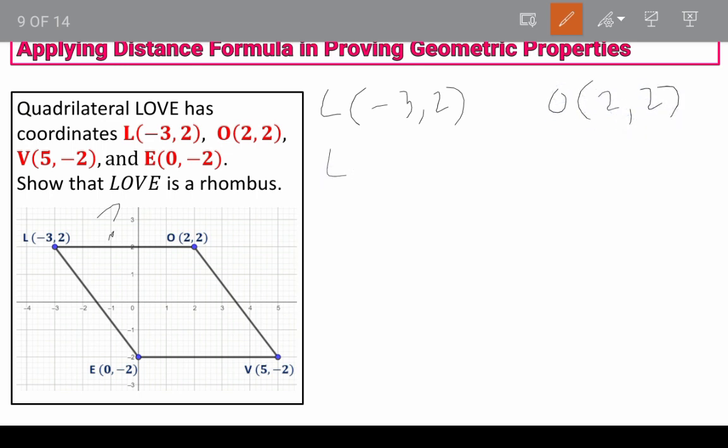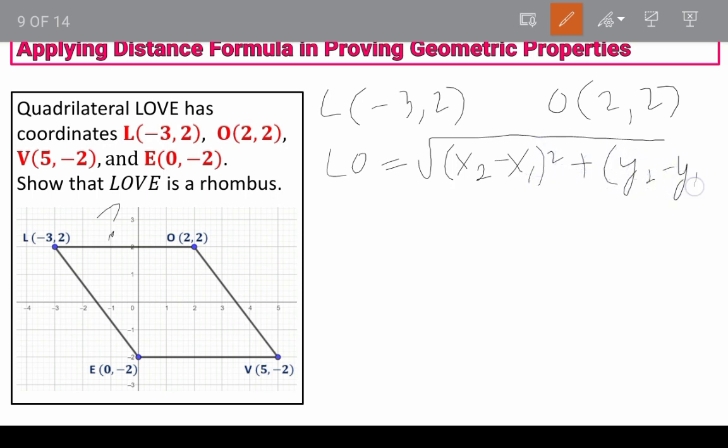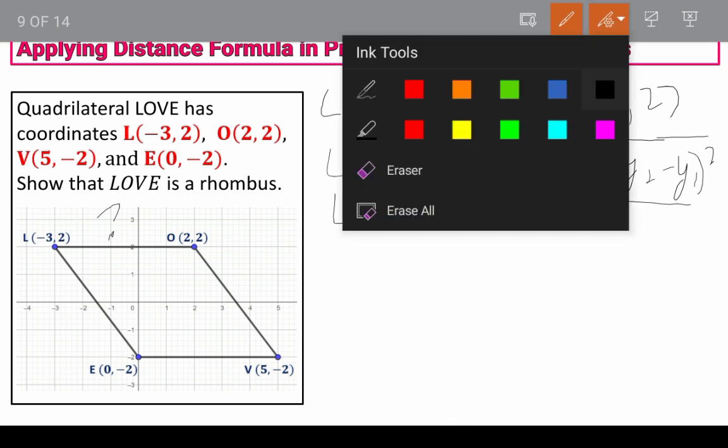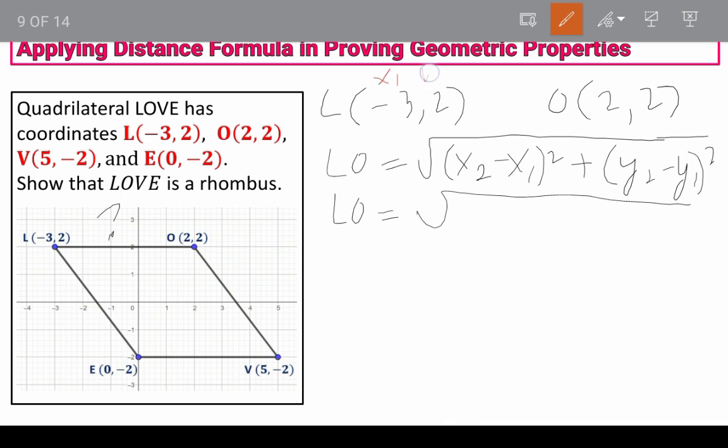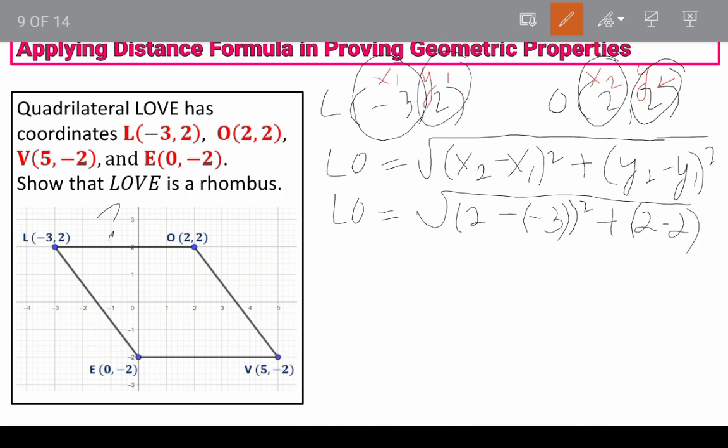So let's have LO equals the formula, the square root of the quantity x sub 2 minus x sub 1 squared plus the quantity y sub 2 minus y sub 1 squared. Your x sub 1 here is negative 3, your y sub 1 is 2, x sub 2 is 2, and your y sub 2 is another 2. So we will write 2 minus negative 3, and we write an open and close parenthesis to separate the two symbols, plus 2 minus 2 squared.